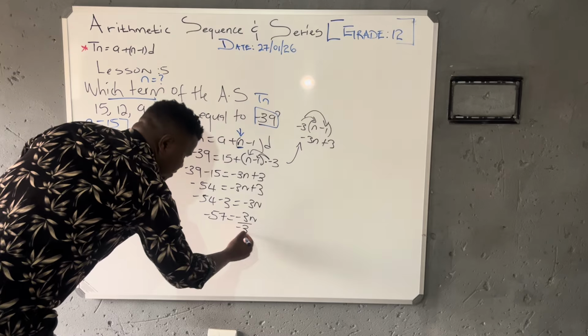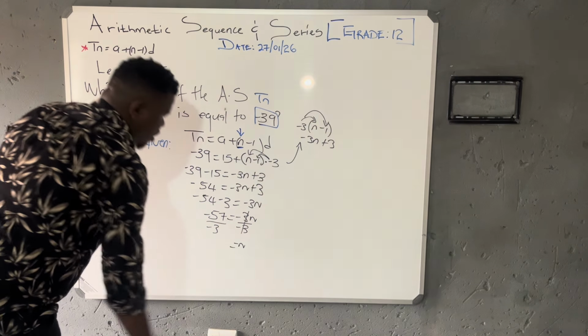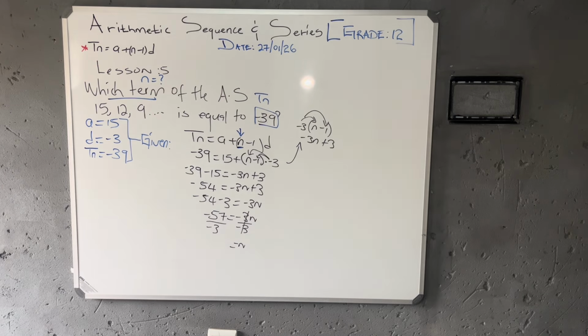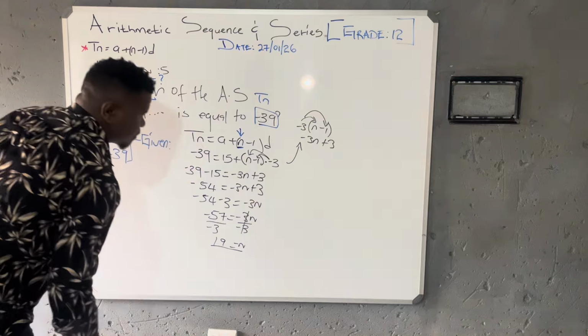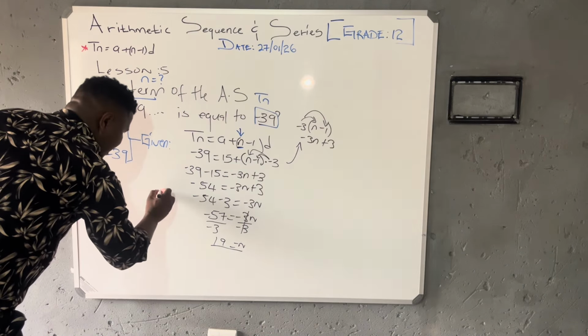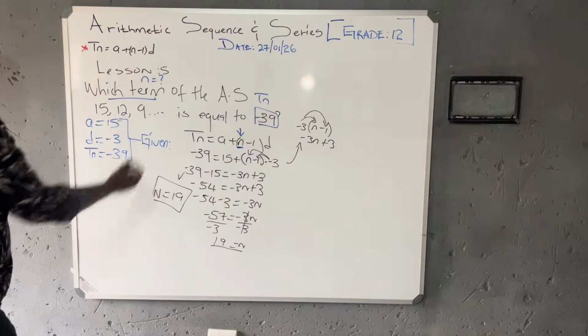So I have to get rid of negative 3 so that this n can be alone. Now you can ask yourself, what is 57 divided by 3? So we are getting 19. That means n equals 19. This is what they want here.